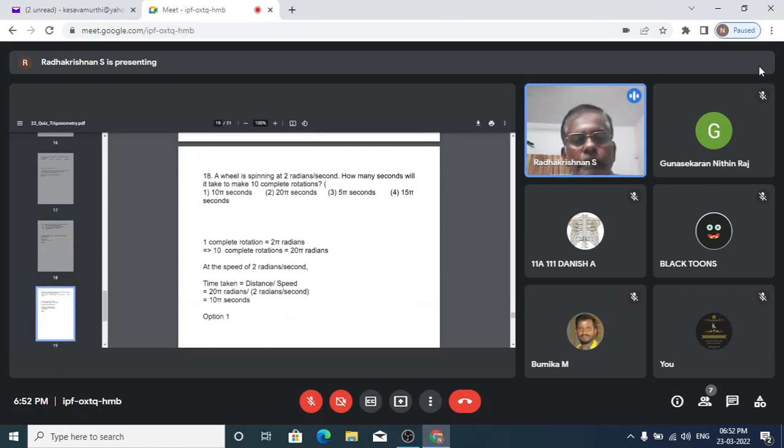See, because one complete rotation is equal to 2 pi radians. Right? So 10 complete rotations will be 20 pi radians. So 20 pi radians is the distance covered in terms of radians. Speed is 2 radians per second, as given. So the distance is 20 pi and the speed is 2. So the time will be distance by speed, 20 pi by 2. So that becomes 10 pi seconds. This is option 1. Yes.